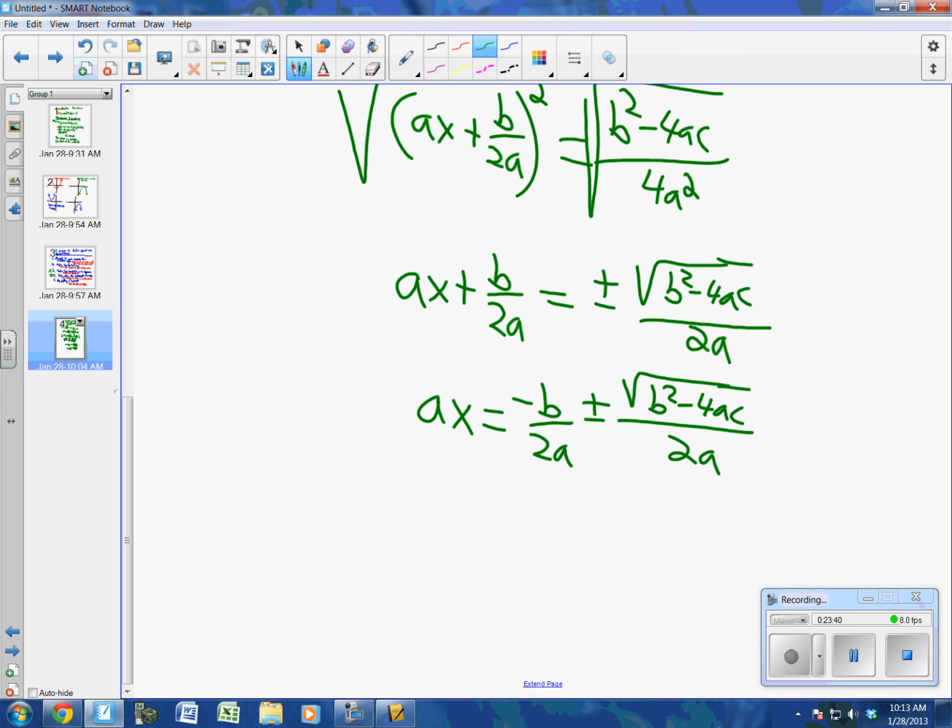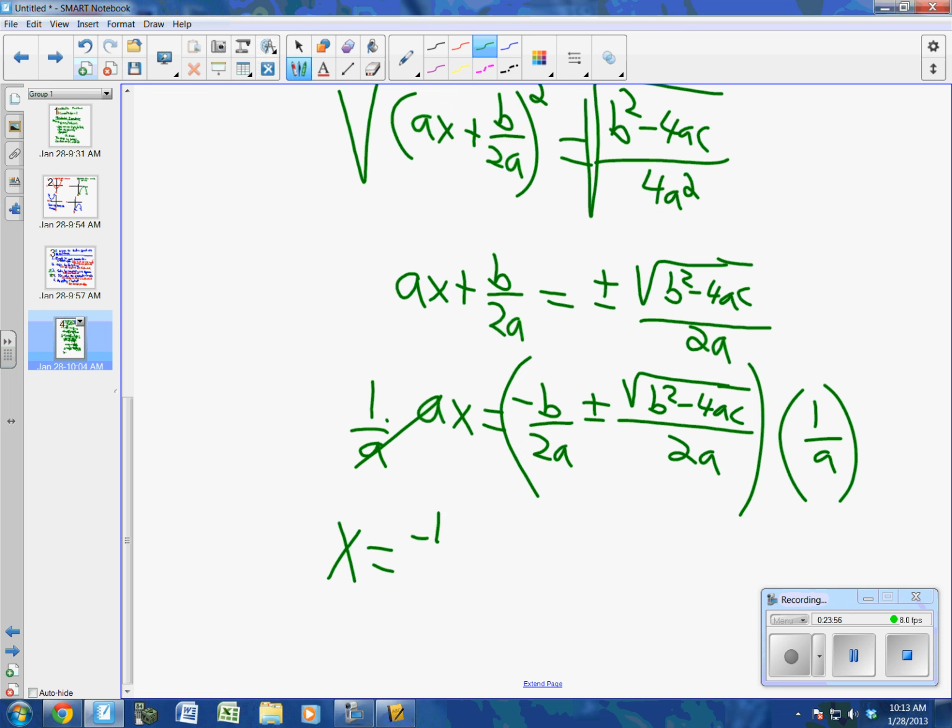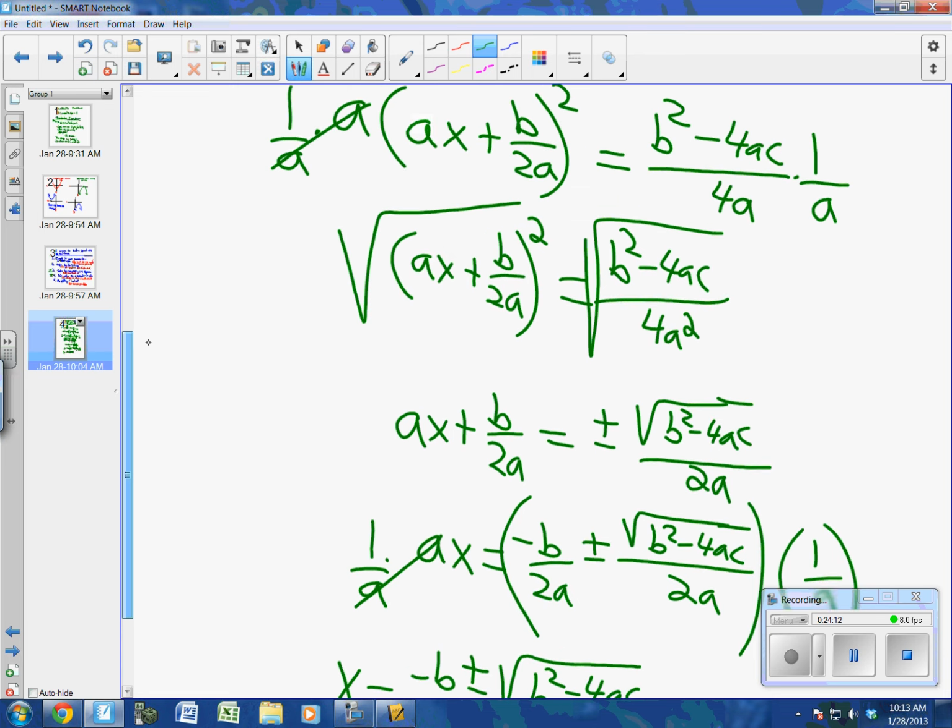And then you have one last step to get x by itself. What's that last step? Yeah, divide by a, which is the same thing as timesing by 1 over a. And those cancel out, and you get x equals negative b plus or minus the square root of b squared minus 4ac. Oh, you know what? I made a mistake back here.